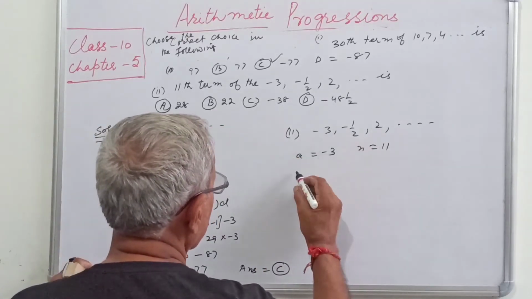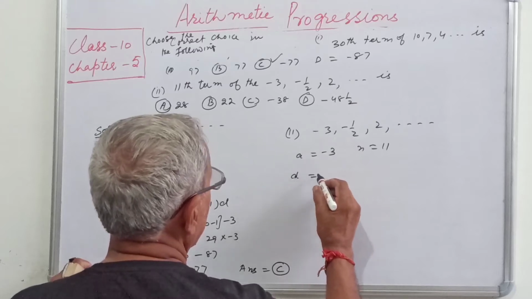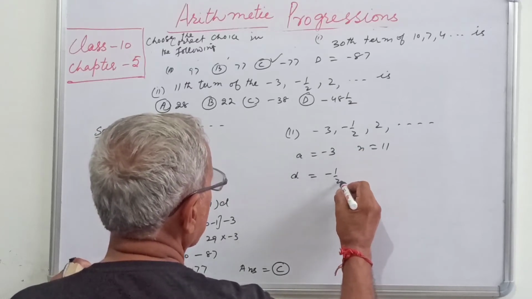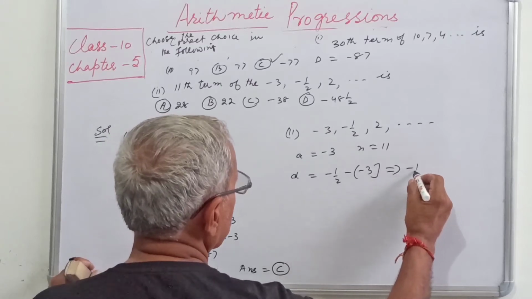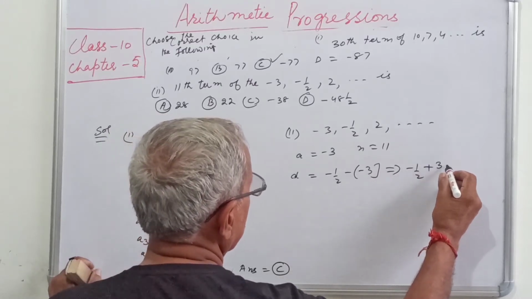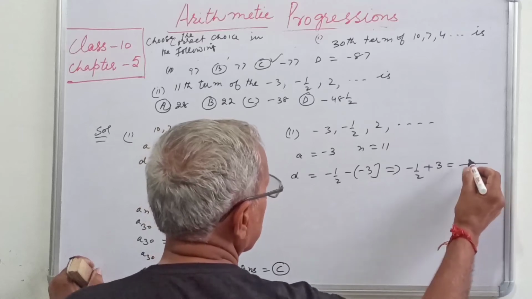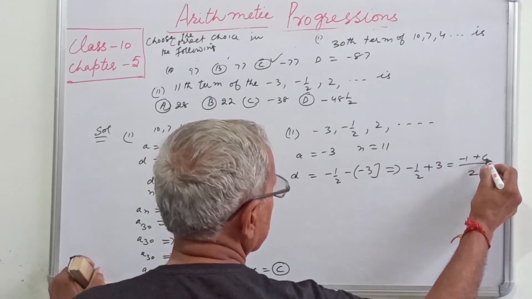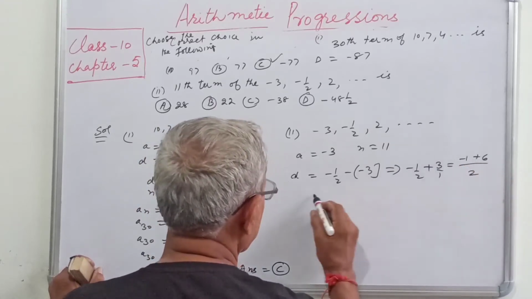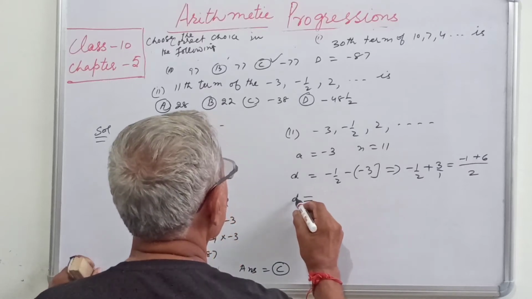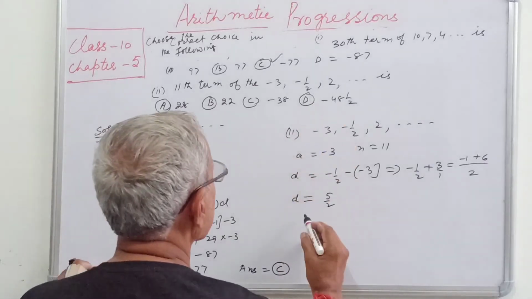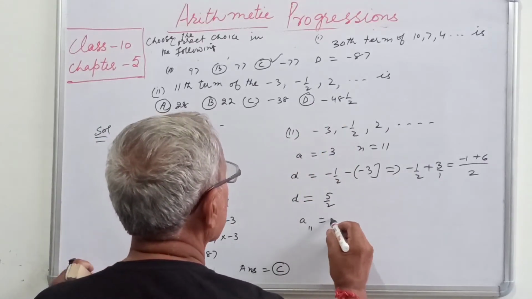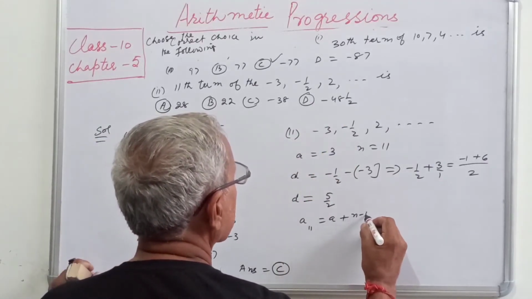So D, the common difference, will be minus 1 upon 2 minus 3. So minus 1 upon 2 plus 3. LCM 2, so minus 1 plus 6. So D comes 5/2.